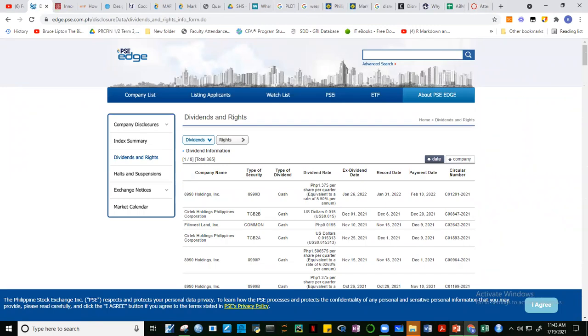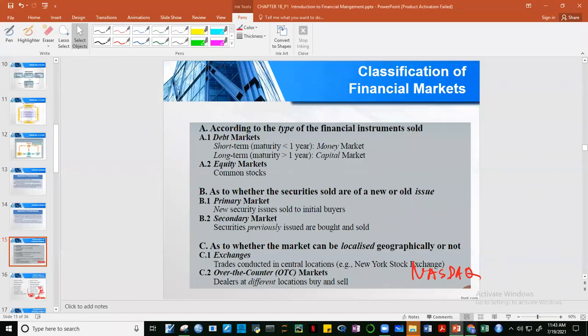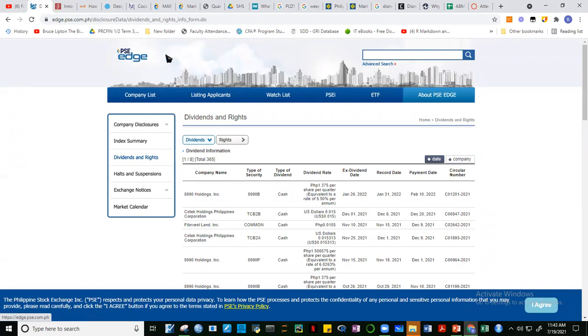Okay, so let me also share, let's say, other markets. Diba may other markets? Like last time I mentioned to you something about the futures market. Futures market is where you can buy and sell commodities like grains, agricultural products, metals, minerals, let's say pwedeng oil, etc.